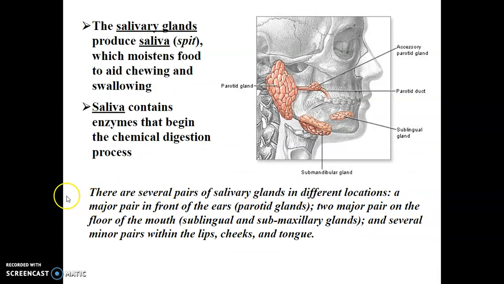I don't think any of my classes got to here. It's the last slide of part 1. The salivary glands produce spit or saliva. There are several inside your mouth. You can see them in the chart there. Saliva moistens food and also makes it a lot easier to chew and swallow. There are enzymes there that begin the process of breaking it down chemically.